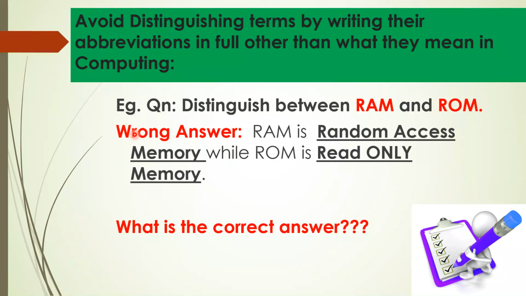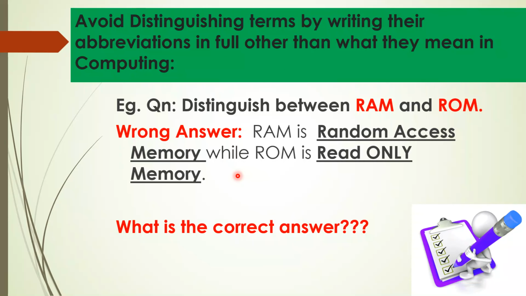For example, distinguish between RAM and ROM. Avoid wrong answers like RAM is random access memory, ROM is read-only memory. Please avoid such kind of answers, writing their full abbreviations.